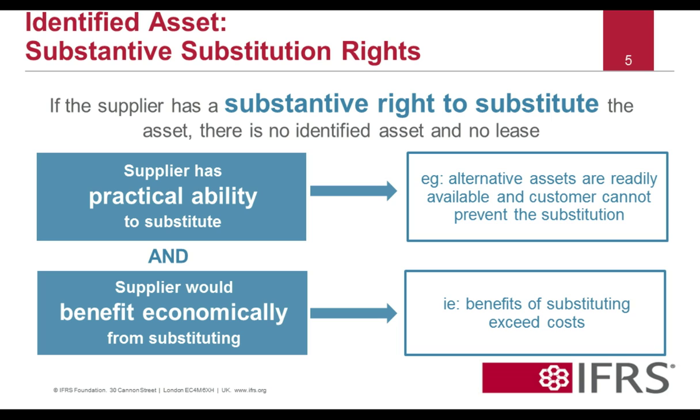Also, the supplier would have an economic reason to substitute those cars. There would be minimal cost associated with the substitution because the supplier has a pool of rail cars that it can easily substitute. The supplier can use the substitution to most efficiently fulfill all of its contracts. However, whether a substitution right is substantive will depend very much on the facts and circumstances of each particular contract.